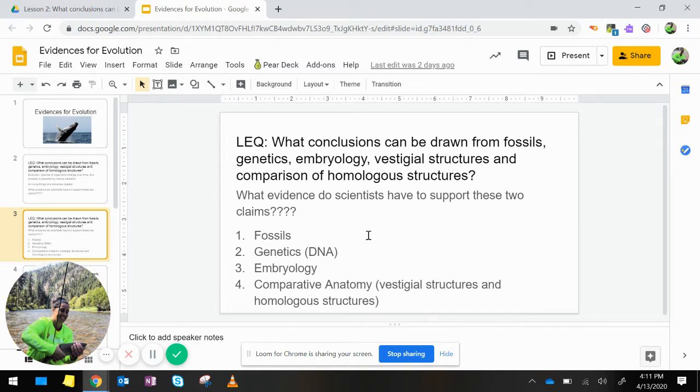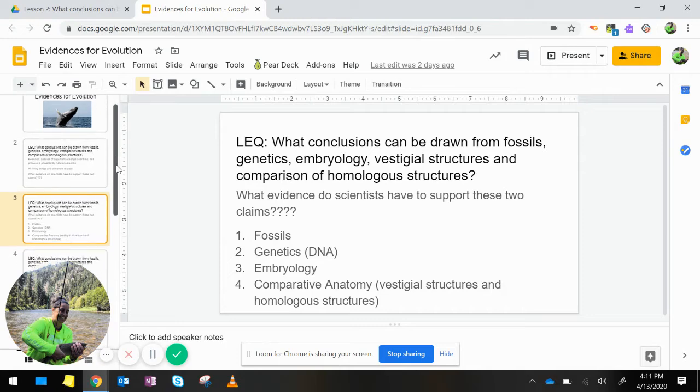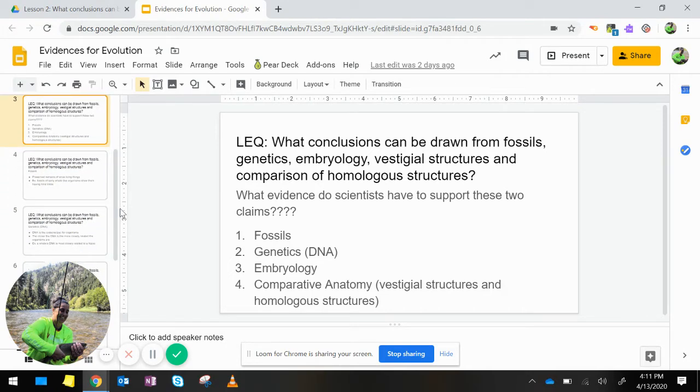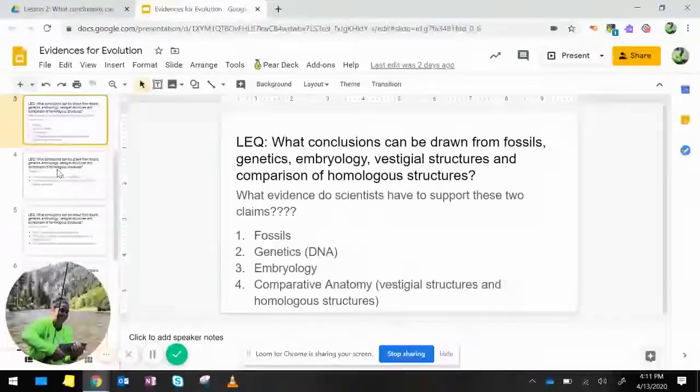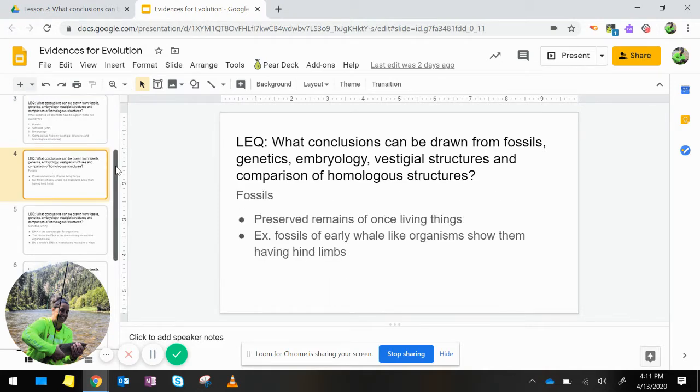So if we look at just in general the evidence and just list it, they look at fossils, they look at genetics and DNA, they look at embryology, and they look at something called comparative anatomy. And these are where the vestigial structures and homologous structures will come into play. So these are the evidences that scientists use. So we're going to take a look at each of these evidences. Now, the first one we're going to look at are fossils.